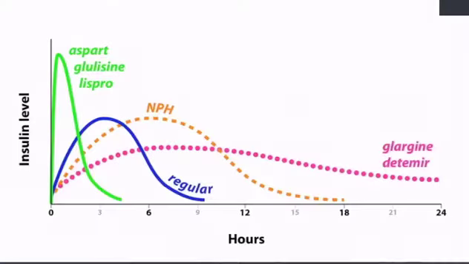So again, to recap, there are 3 main classes of insulin, 3 main types of insulin, that are split up based on their duration of action. We have the short-acting or rapid-acting insulin, which includes regular insulin, insulin lispro, insulin aspart, and insulin glulisine. We also have the NPH insulin, which is an intermediate-acting insulin, and we have insulin glargine and insulin detemir, which are long-acting insulins.